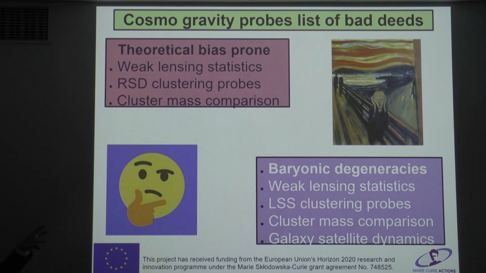There are also baryonic degeneracies because it's very hard to model baryons. These simulations are not very cheap. You can only make one simulation, maybe for lambda CDM. It's very hard to make one for each modified gravity model. And this affects different systematics.